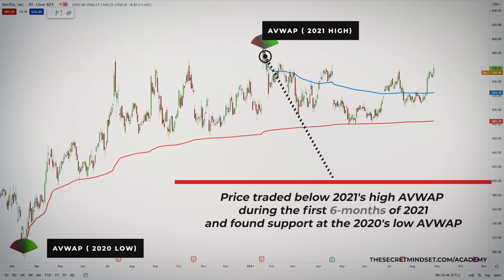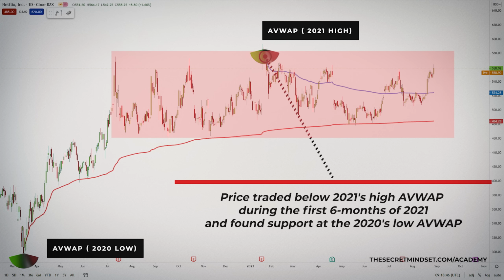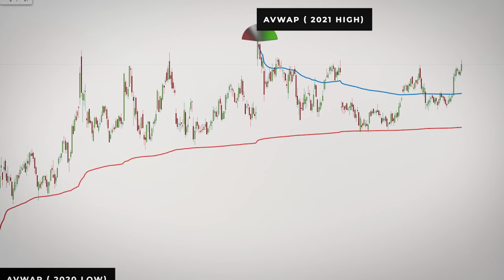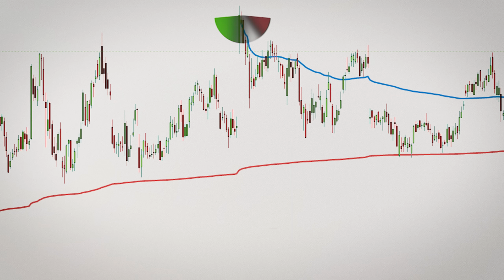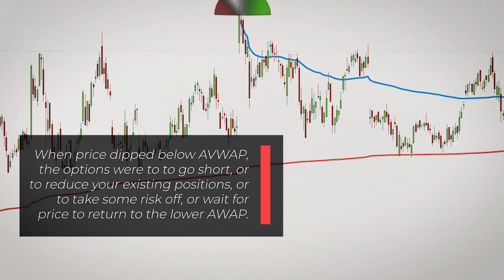Starting January till April, price was traded below this VWAP line. We were also in a clear trading range, so the best approach is to sell at the top of the range and buy at the bottom of it. When price dipped below the second VWAP line, perhaps this was a time to short or to reduce your existing positions, to take some risk off, or just to reevaluate and have some patience until price returns to the lower anchored VWAP.